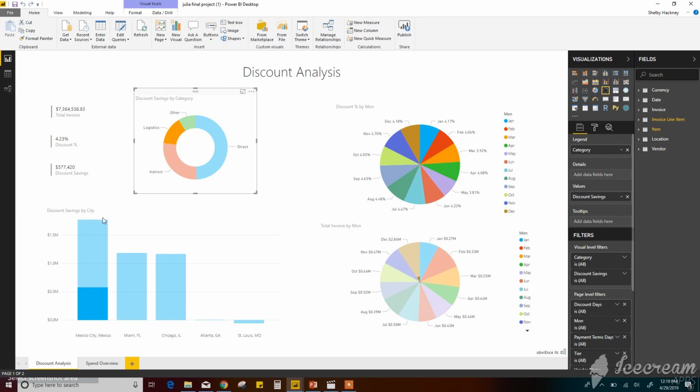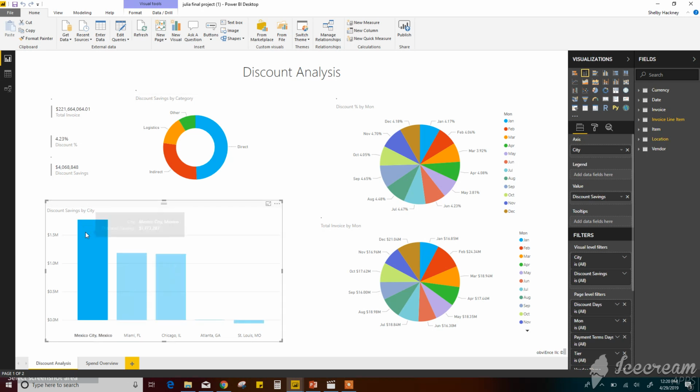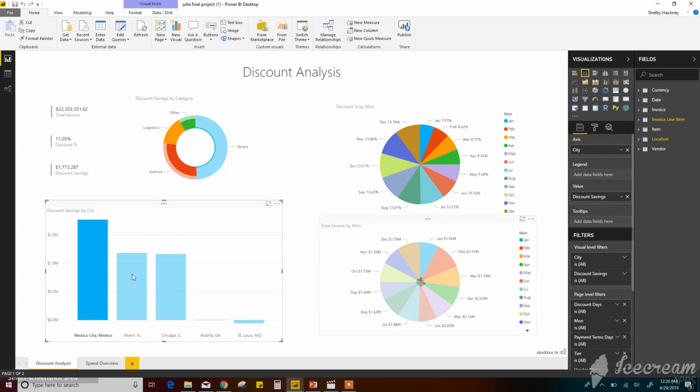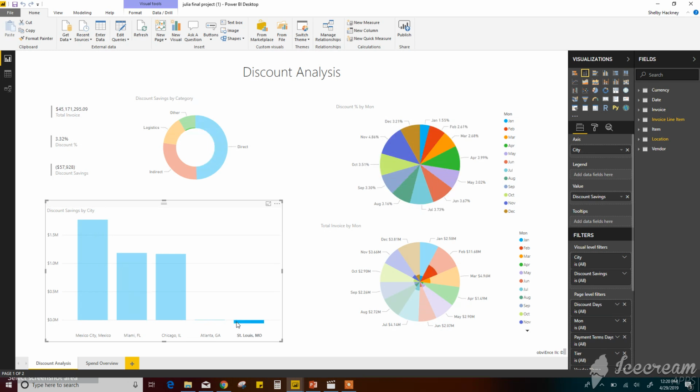Down here, we can look at our discount savings by city. So these are the major cities that the company operates in. Starting with Mexico City, you can tell that that's the highest amount of discount savings at $1.7 million. As we click it, it updates again, and you can click through the rest of these. St. Louis unfortunately lost money there.